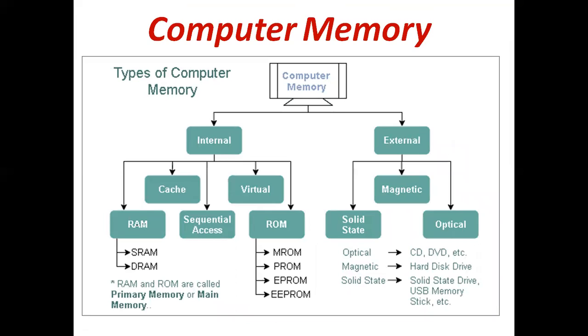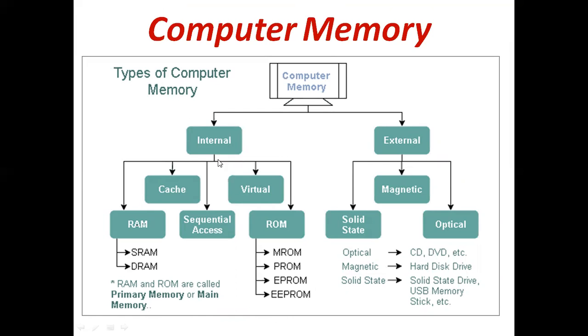Then we are going to see about computer memory. Memory is the main thing in the computer. So here we are going to see about types of memory. Memory is basically used to store the data, store the instruction. For storing purposes we are using the memory. So here we have two types of memory: internal memory and external memory.